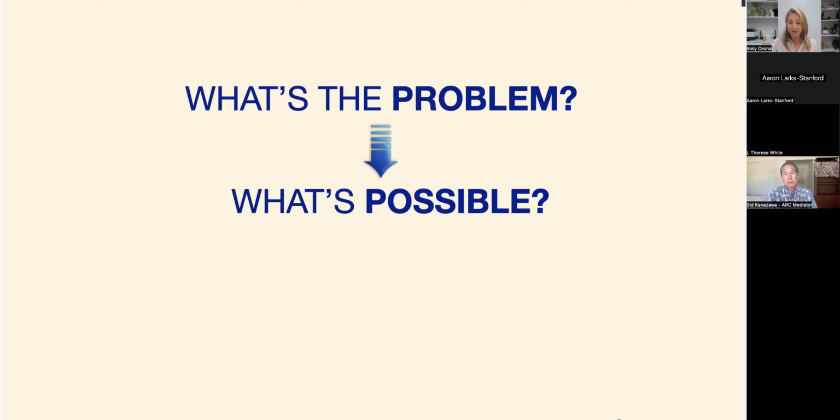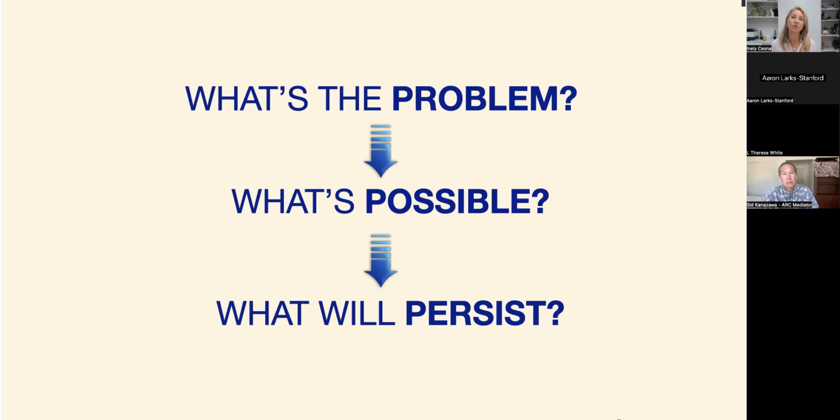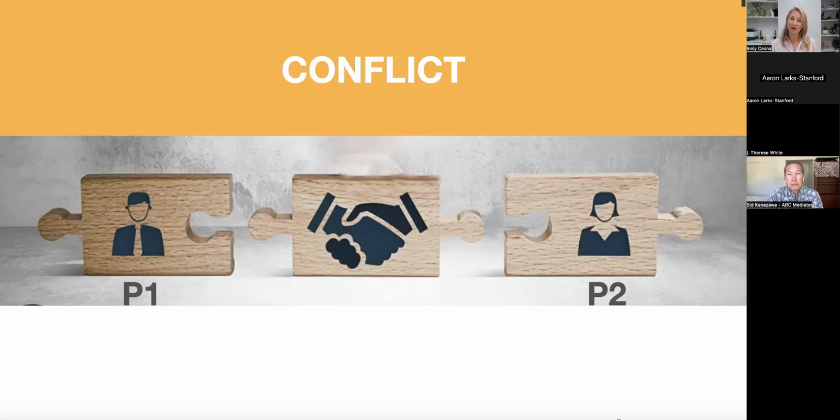And from what's possible, we actually graduate into what will persist. What are we going to do? How are we going to move on in the future? These, I think, are the 3 main steps that we cover in conflict, and the presentation will follow that. For each barrier, we're going to talk about the problem, the possibility, and the future, what we want to persist out of that. Okay. All right, before we get into that, let's talk a little bit about conflict.